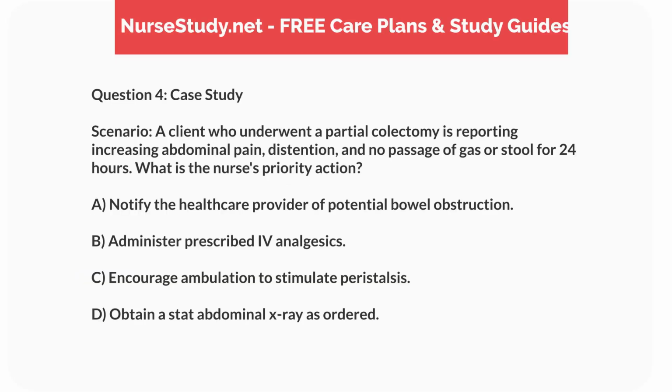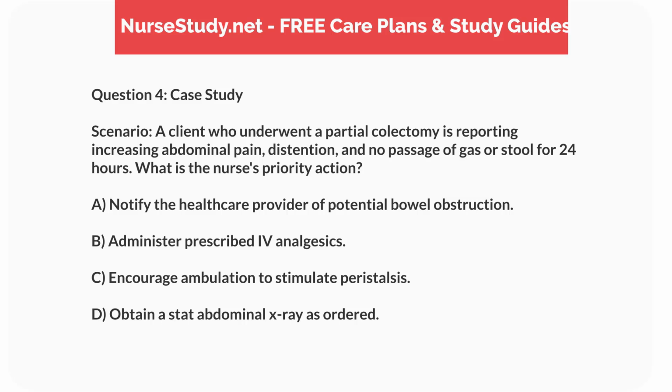Question 4, case study. Scenario: a client who underwent a partial colectomy is reporting increasing abdominal pain, distension, and no passage of gas or stool for 24 hours. What is the nurse's priority action? A. Notify the healthcare provider of potential bowel obstruction. B. Administer prescribed IV analgesics. C. Encourage ambulation to stimulate peristalsis. D.